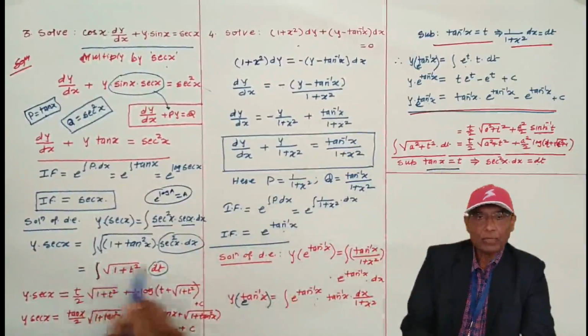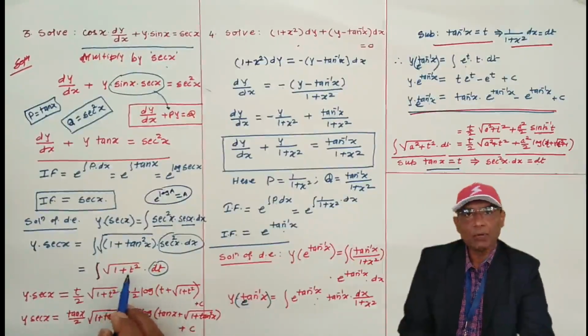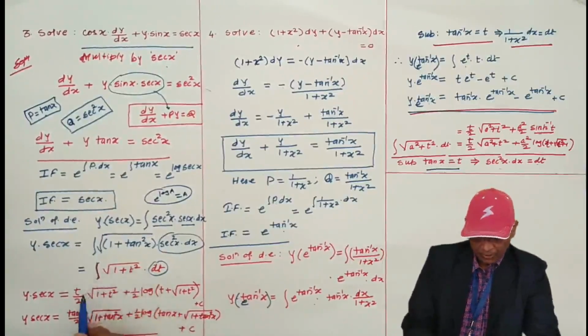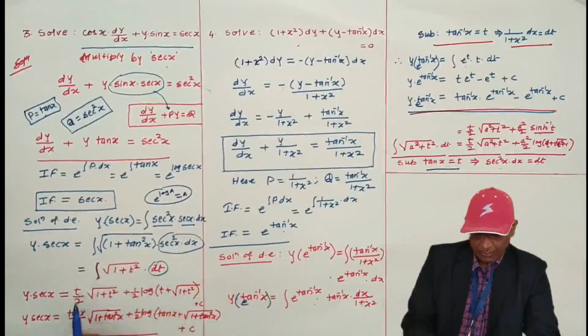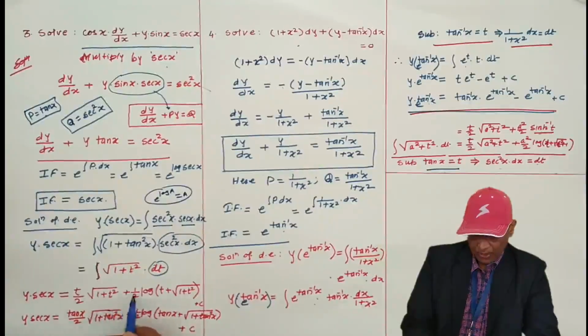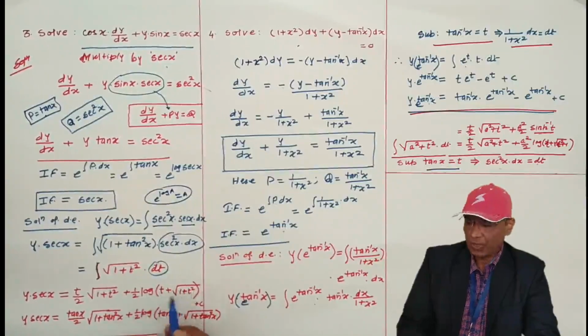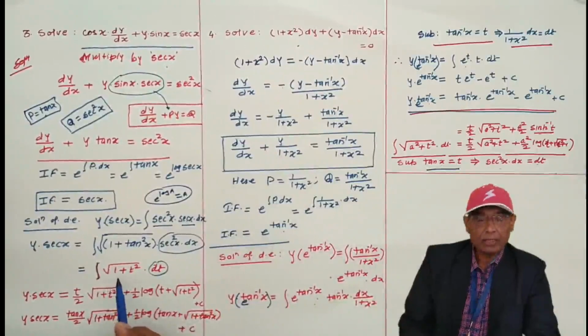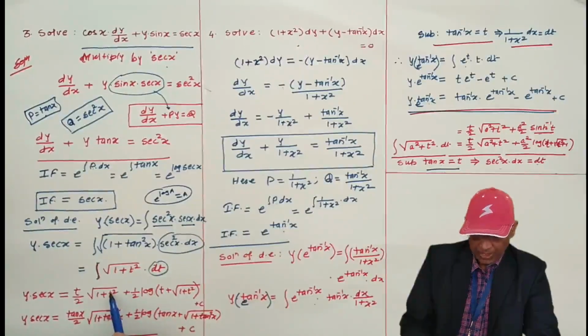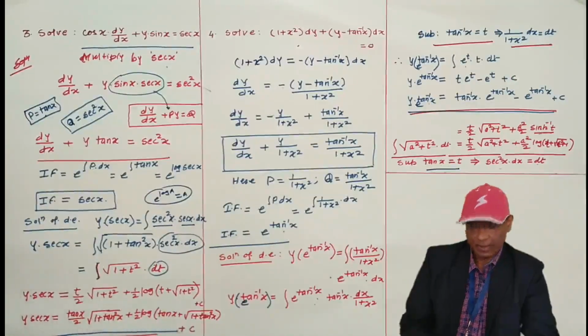Now for the integral of under root of 1 plus t square, we have a standard formula of integration. Under root of a square plus t square is what? t by 2 under root 1 plus t square plus a square by 2. Here a is 1, a square by 2 is 1 by 2, log of t plus under root of 1 plus t square. Okay, this formula I have written here. Then after removal of integration, substitute the value of t. t is equal to what? Tan of x. So in this way we solve this problem.